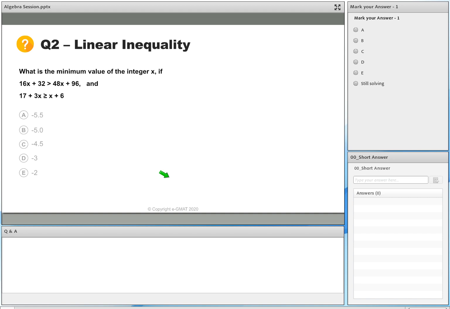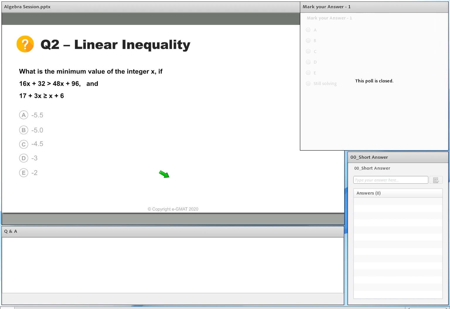Ten seconds before I end the poll. Okay, let's end this. Look at this time and you'll see why I say that these are very interesting results. The majority went with A, negative 5.5, and then the next closest choice was B with negative 5.